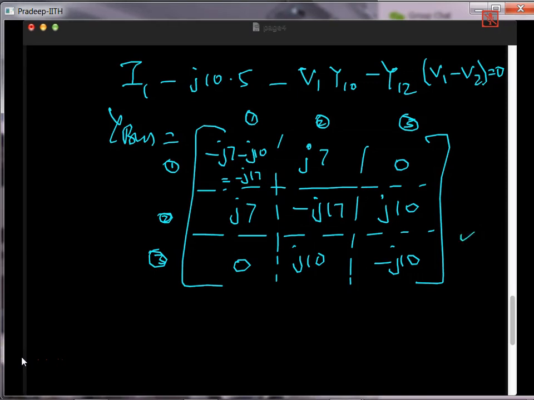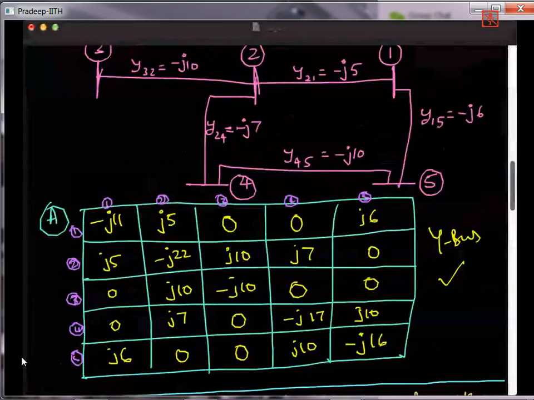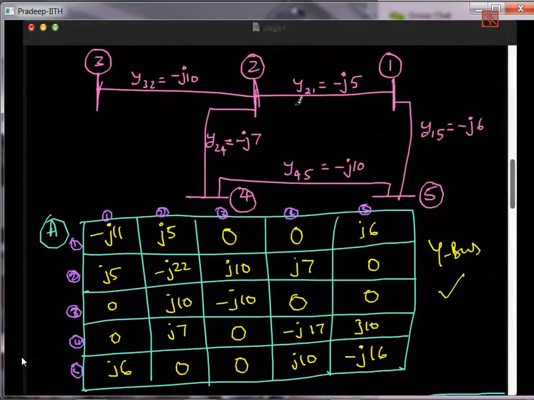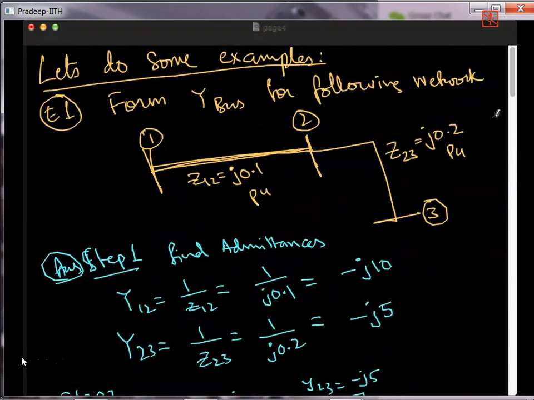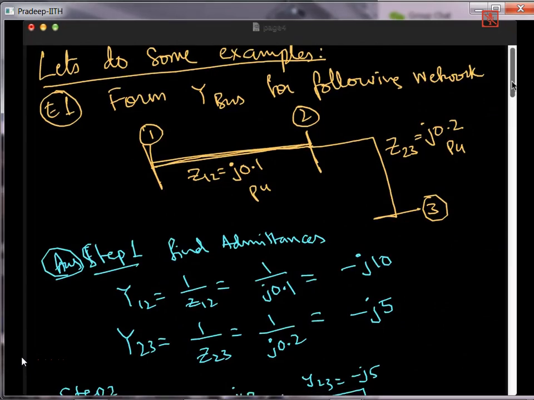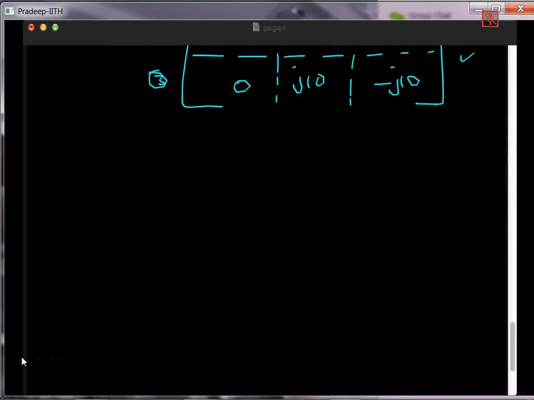So to summarize today's class, we have discussed how to form the Y bus. Given any network, we have seen how you can form the Y bus. We'll take up more examples in the next class. Now, before concluding the class, I'd like to give you one homework. Any doubts up to here?